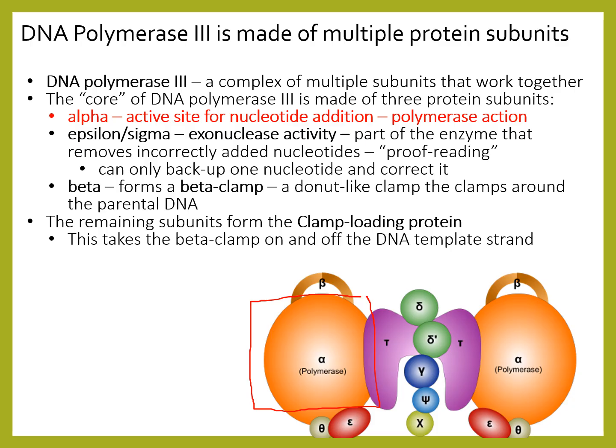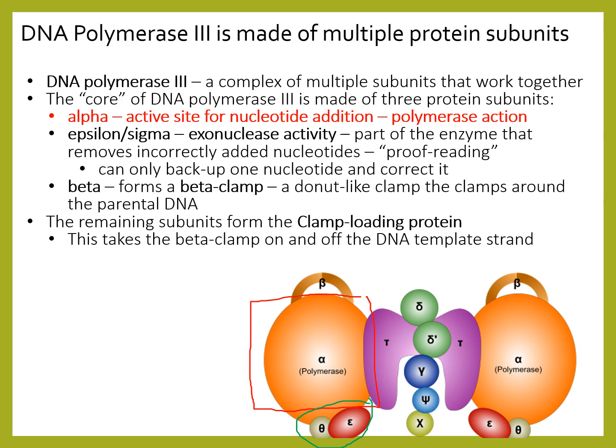There are a couple other subunits I want you to know. For example, I want you to know down here this sigma epsilon subunit. This is a partnership that reads the daughter DNA nucleotides that are being brought in by the alpha subunit. And if they're correct, great. If an incorrect nucleotide is brought in, it stops the polymerase immediately and corrects it.